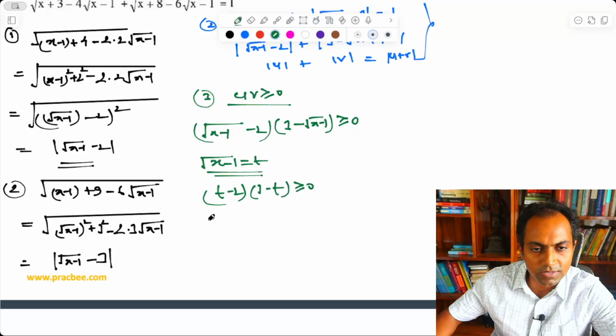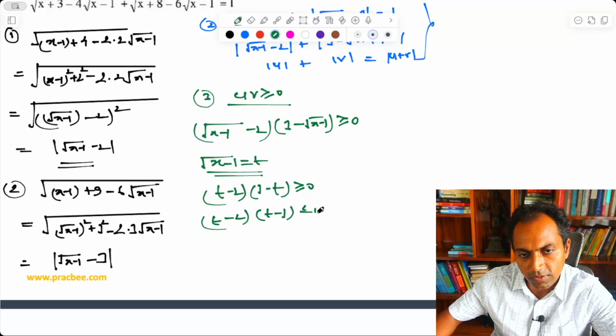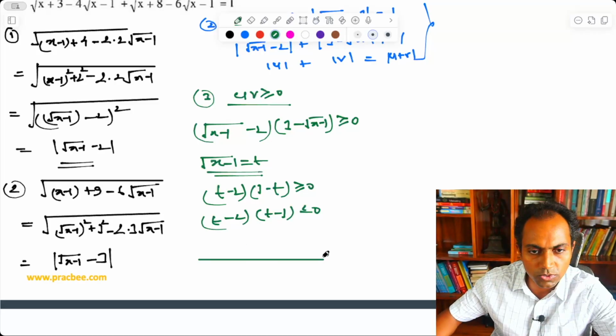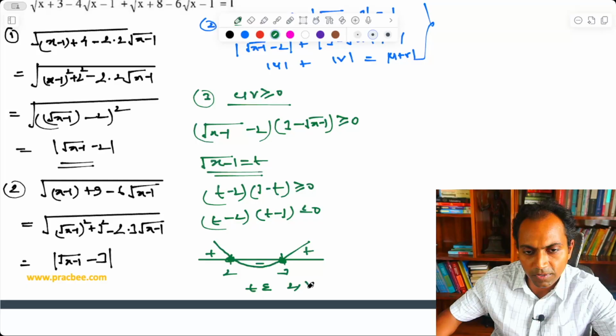If I solve this, I will take the minus sign on the other side. This will become t minus 3 is smaller than or equal to 0. From the wavy curve, we will be able to solve it faster. So this is 2, this is 3. This is how the wavy curve looks like. So this is plus, minus, plus. We will be able to accept these answers. So the values of t that are possible are nothing but the values of t lying between 2 and 3.